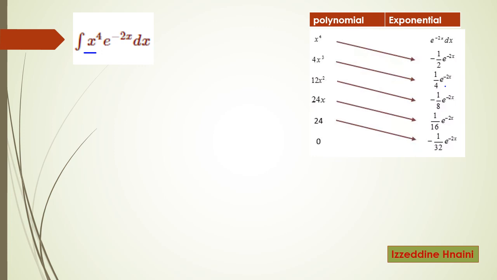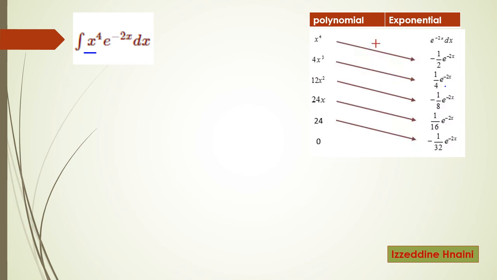Here, minus half e power minus 2x, and we have 1 over 4, we get minus 1 over 8 e power minus 2x. Minus half e power minus 2x, and we have 1 over 8, we get 1 over 16 e power minus 2x. Minus half e power minus 2x, and we have 1 over 16, we get minus 1 over 32.